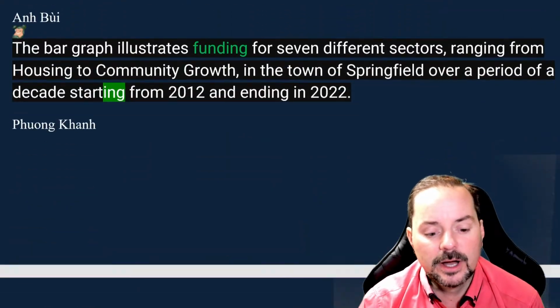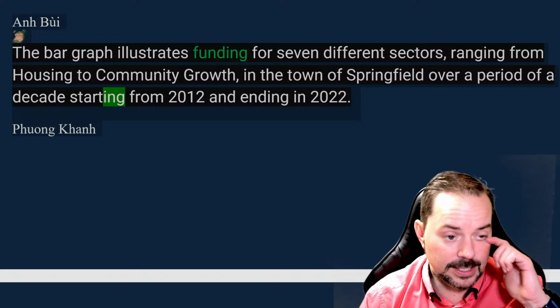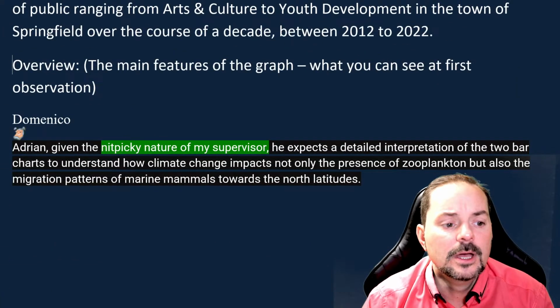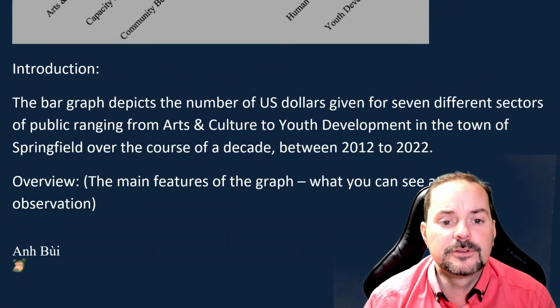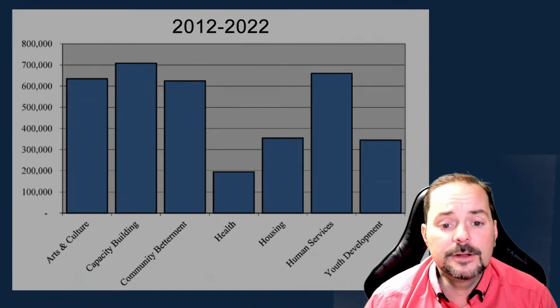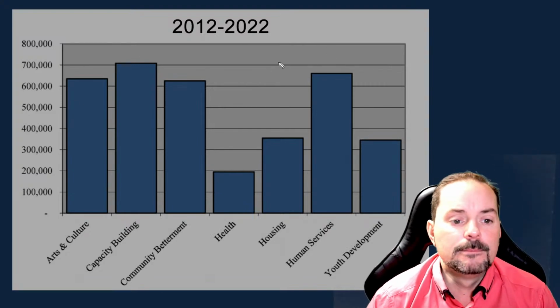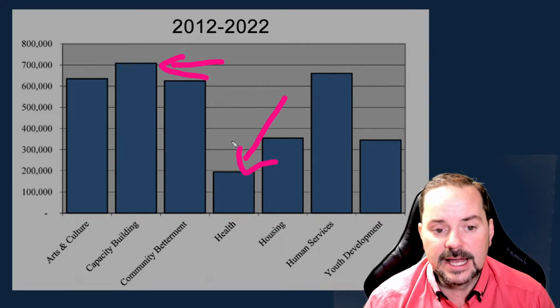Okay, so here's another example of that with the overview. An Phuong, I love how you invested effort into the introduction. That's great. Now do the same, students, for the overview. The overview is the main information. And a lot of students will go most and least. A lot of students will say, okay, the most money was invested into capacity building and the least money was invested into health. Most, least.